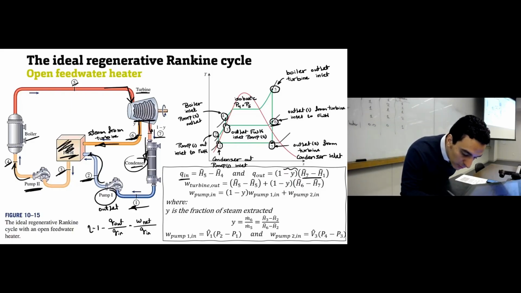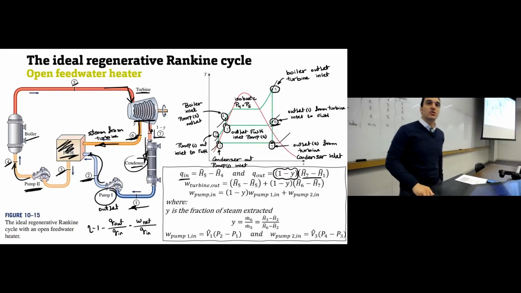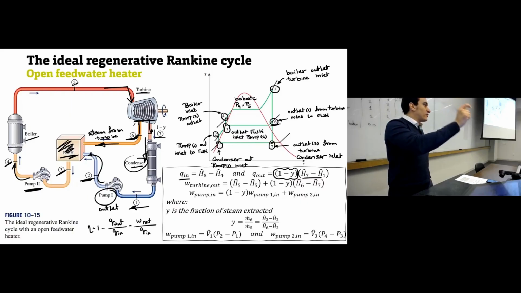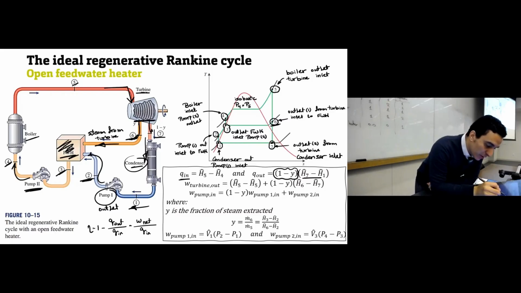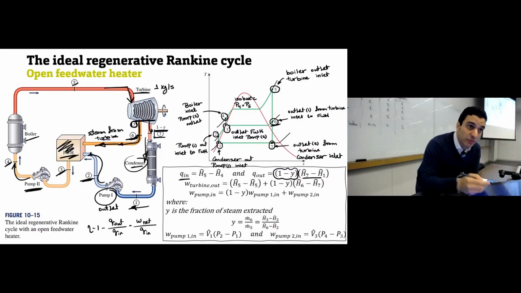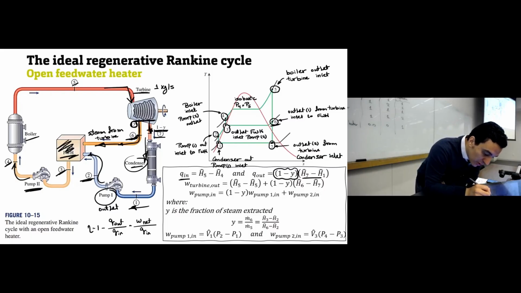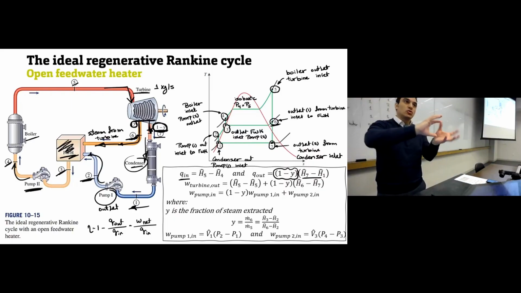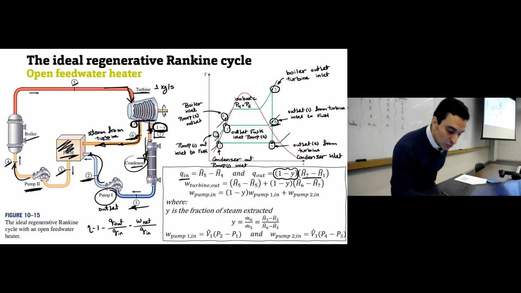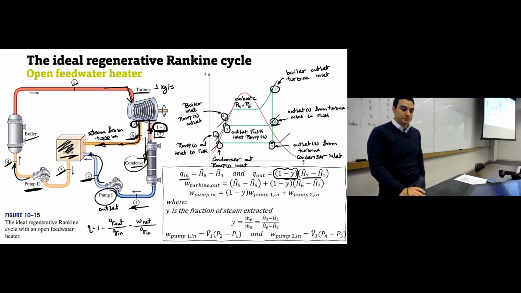So this is why here we multiply with 1 minus y. And what is 1 minus y? This is the fraction of the working fluid that goes to the condenser. If we assume the turbine inlet is 1 kilogram per second, for example, then here we have y. Part of this 1 kilogram per second will go to the feed water heater. 1 minus y, the remaining part of this inlet, will go to the condenser. So not all the turbine inlet will go to the condenser. This is why here we multiply with 1 minus y.